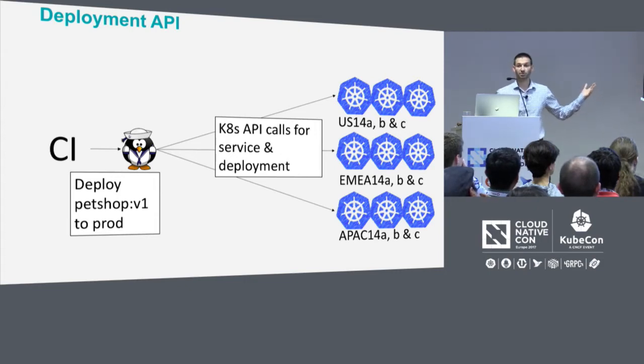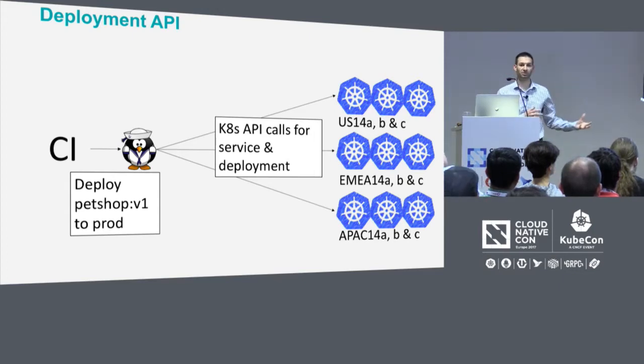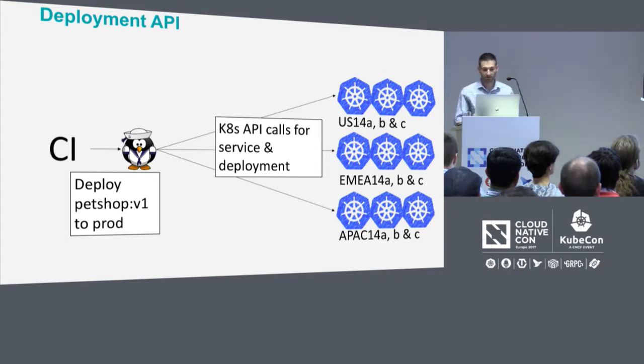CI to us is a composable tier. So that could be Jenkins, it could be Drone, it could be Circle CI. It doesn't matter to us. The important thing is that it's really simple to do that deployment through a curl command at the end of the CI process.